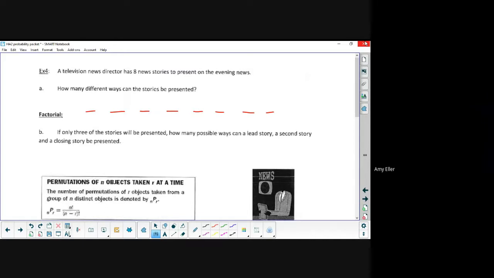So, I have 8 news stories to be presented. How many do I have to put here in the first slot? 8. Am I going to repeat the story on the news? No. I'm not going to say the story and then say the same story again during that news section. So there's 7 left, then 6, and down the line. So in my calculator, 8 times 7 times 6 times 5 is 40,080. 40,320.